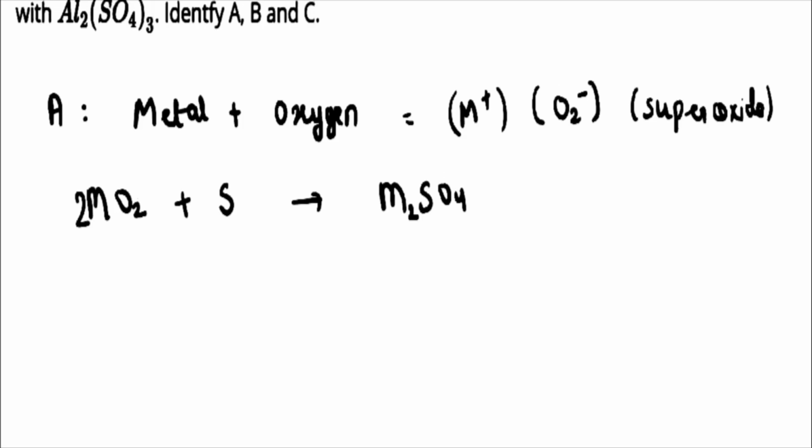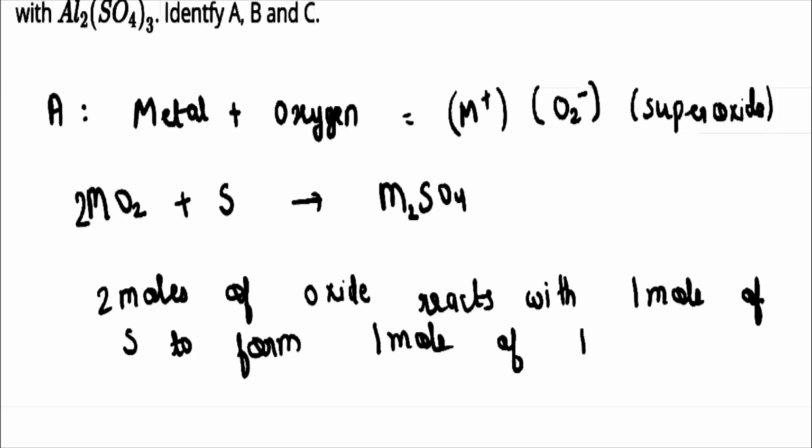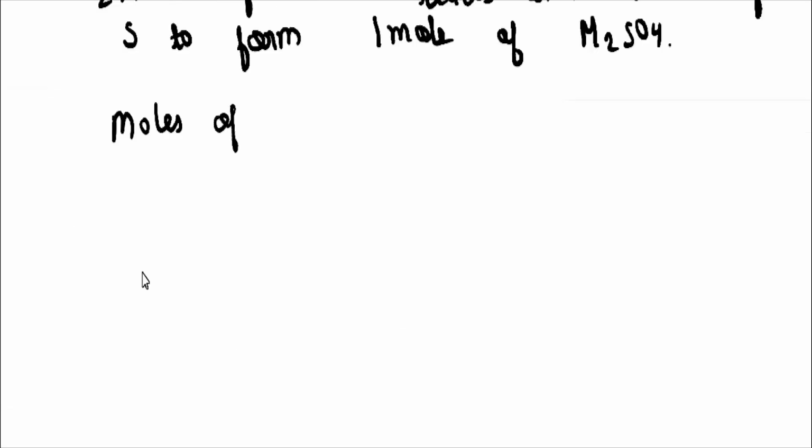Now we can see from this reaction that 2 moles of oxide react with 1 mole of sulfur to form 1 mole of solid, which is sulfate basically. Moles of sulfate will be equal to half into moles of oxide.